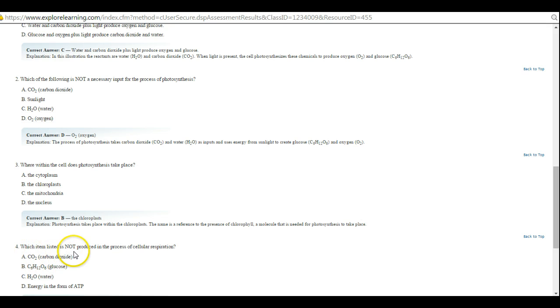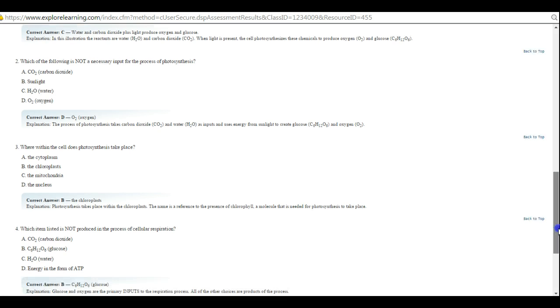Carbon dioxide is produced by cellular respiration. H2O, water, yes, indeed, comes out of us. We do all kinds of things. We sweat, we urinate, and all the rest. Energy in the form of ATP, absolutely. This is actually what keeps us going, keeps us alive, keeps us able to do the things we do. But the only one that is not a product of cellular respiration is glucose. We need it. It is needed for cellular respiration, but it is not a product.